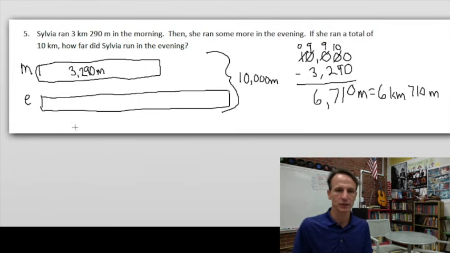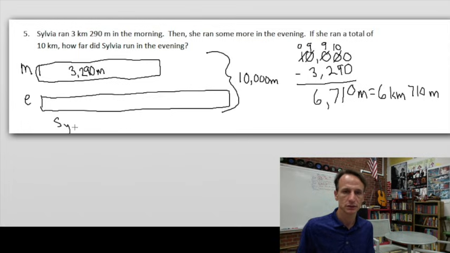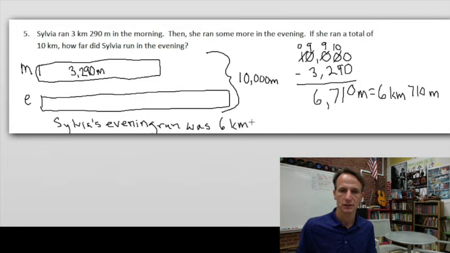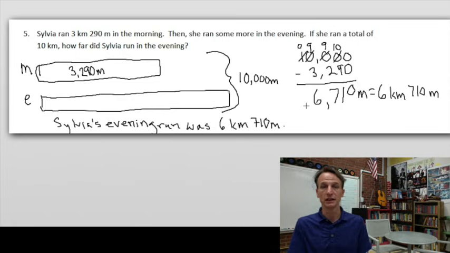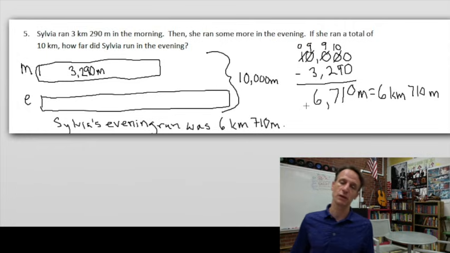All right, and then we just simply need a statement to wrap it up. Sylvia's evening run, that's what we were trying to find, was 6 kilometers, 710 meters. Period. Done. So if you're going to go get a cookie, do that. Get right back here, okay? Finish up this homework. We'll go on to number 6.